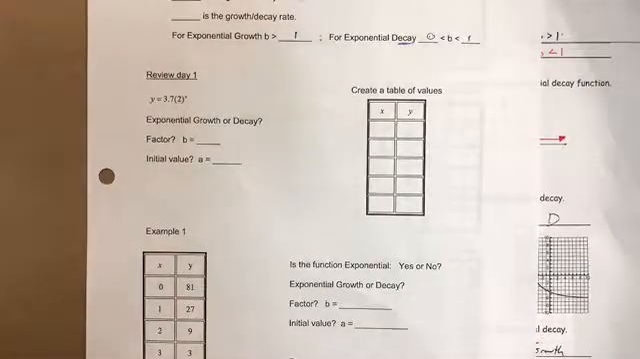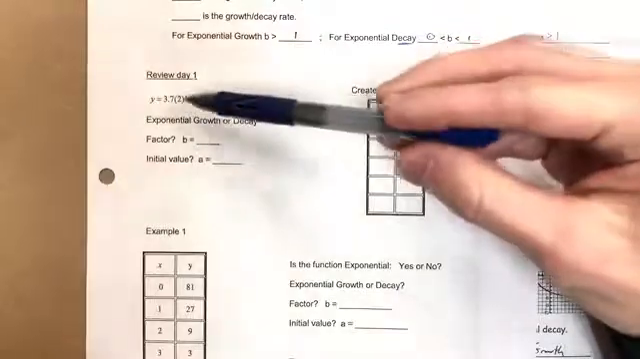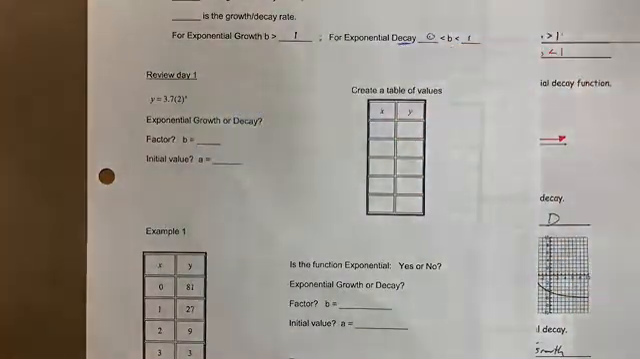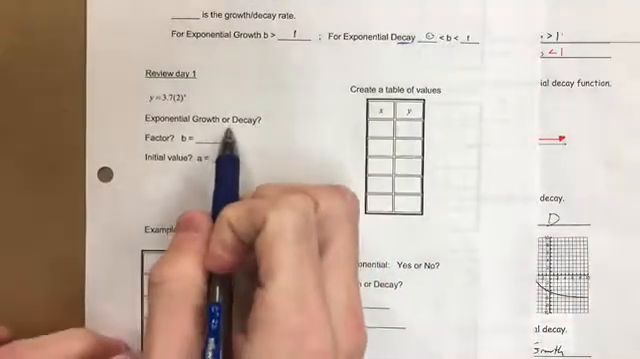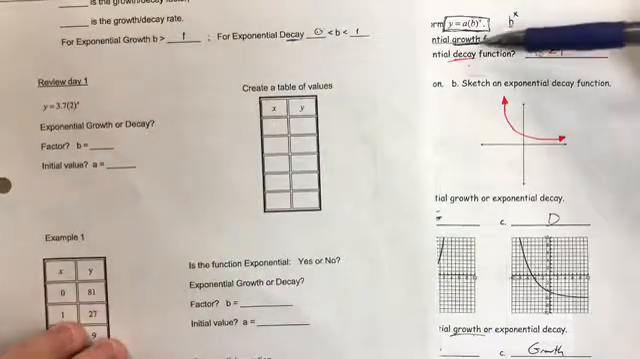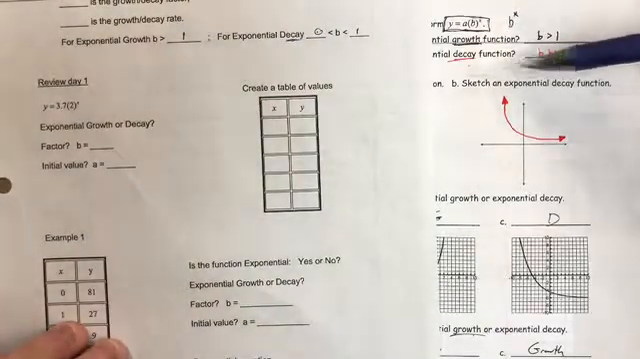Some more with exponential functions here. We've got 3.7 parentheses 2 being raised to the x power, and it wants to know growth or decay. So we can look right here. We have b is greater than 1, that's growth. B is less than 1, decay.